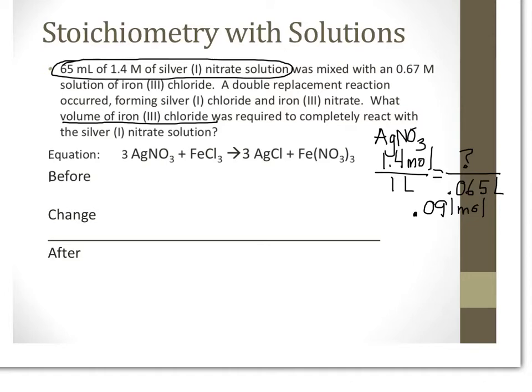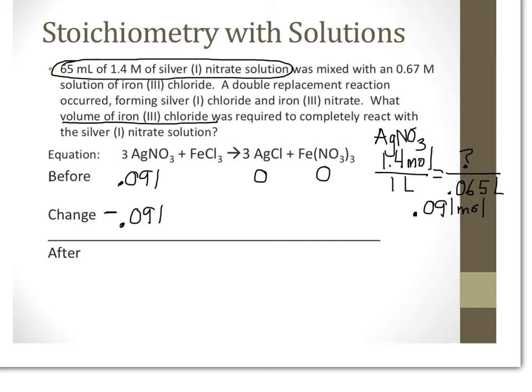So I'm going to put that in my BCA table here, and I want to know how much iron chloride is going to react, so that's what I'm trying to figure out. I don't start with any products. So let's start filling out the change line. It says that the silver nitrate reacted completely, so we're going to use all of that up. There is a 3:1 ratio of silver nitrate to iron chloride. There's 1/3 as much iron chloride as silver nitrate, or 3 times as much silver nitrate. So I'm going to take my change line here and divide it by 3 to get the iron chloride.